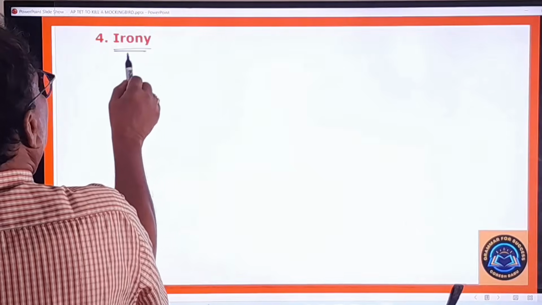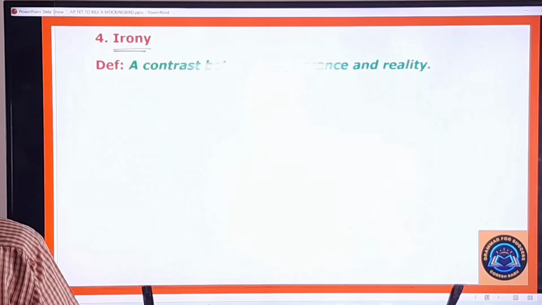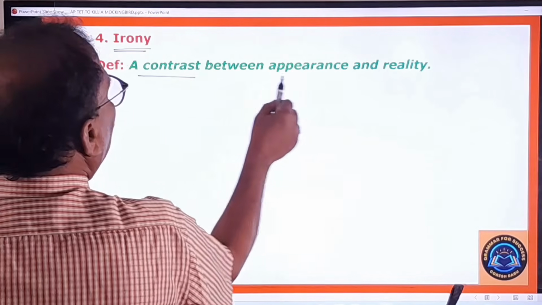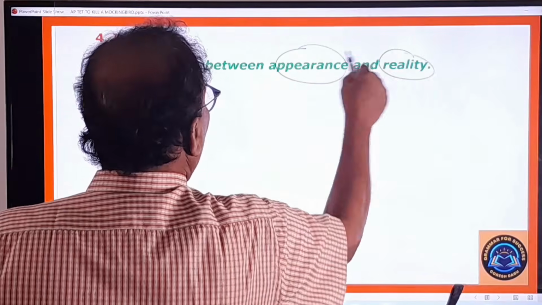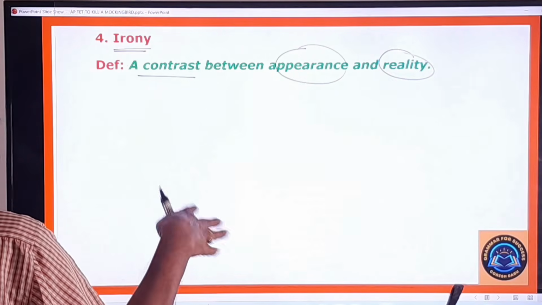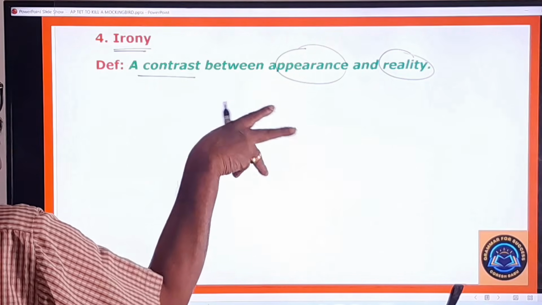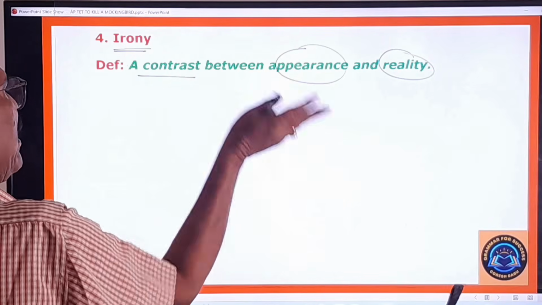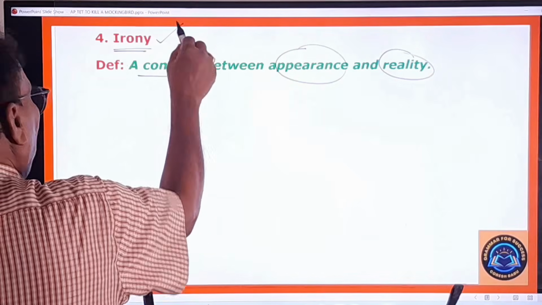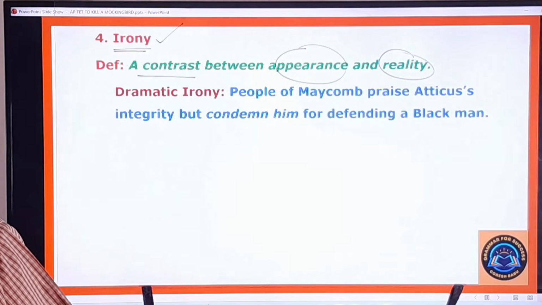Irony. What is this irony? The definition is clearly given here. A contrast between appearance and reality. So the appearance is different from reality. The difference between the appearance and the reality itself is called irony. You know that very well. And there are three kinds of irony.